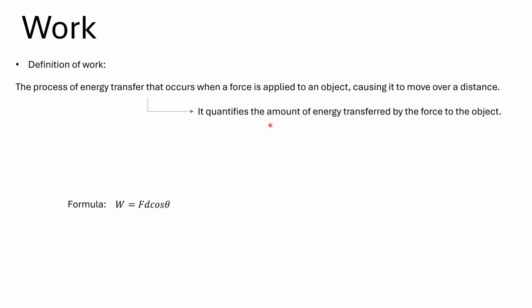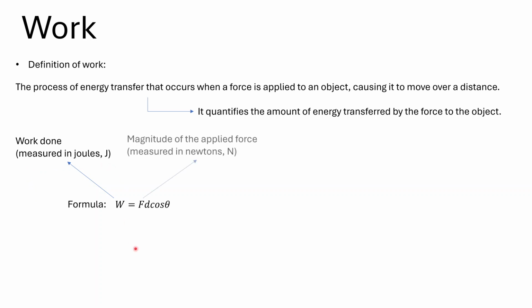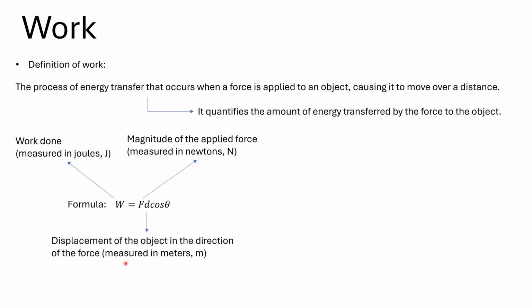The formula for work is W equals F times D times cosine theta, in which W is the work done measured in joules, F is the magnitude of the applied force measured in newtons, D is the displacement of the object in the direction of the force measured in meters, and theta is the angle between the force vector and the direction of displacement.